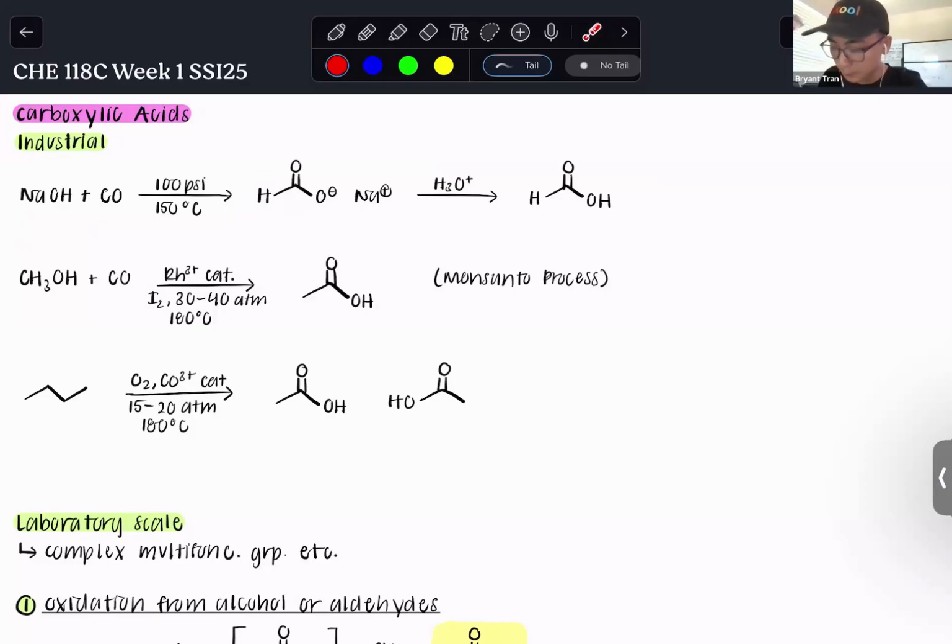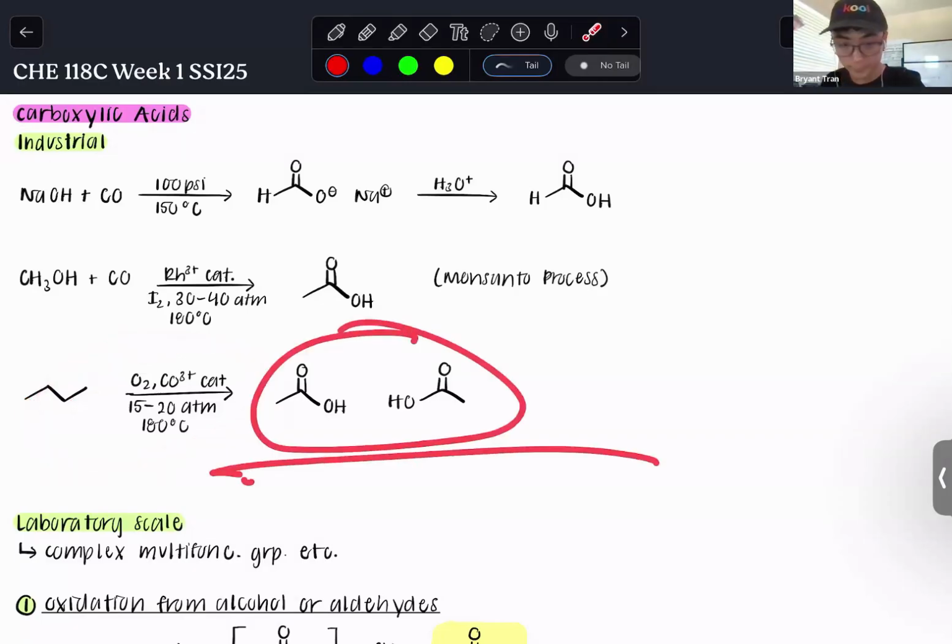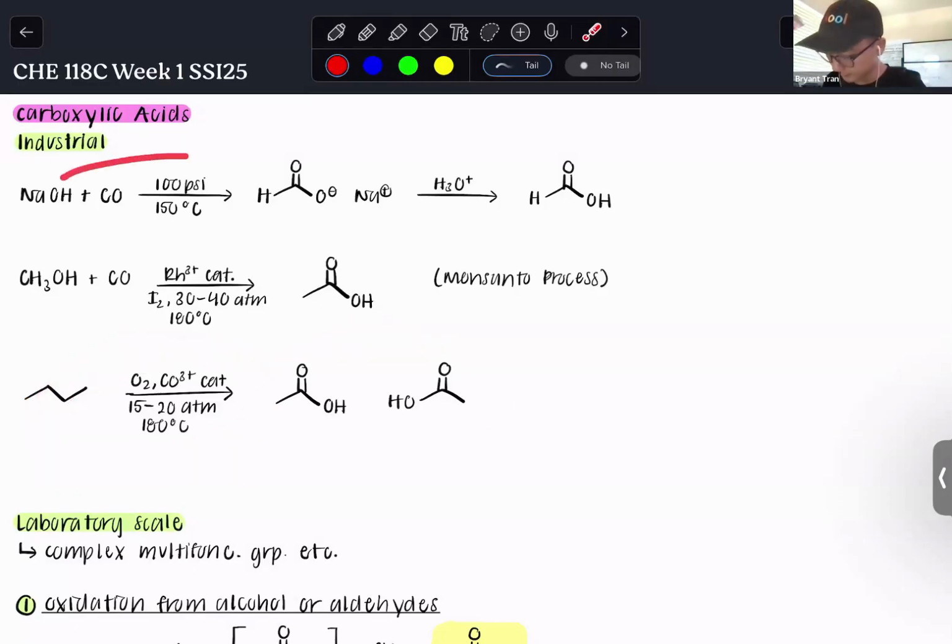And same as for this one, we have methanol, CH3OH, plus carbon monoxide with these reagents and conditions, which would create this acetic acid. And the name of this reaction is the Monsanto process. The next one has 1, 2, 3, 4 carbons, butane, reacting with these conditions and reagents, creating 2 acetic acids right here. So that's the third industrial reaction that you need to know.